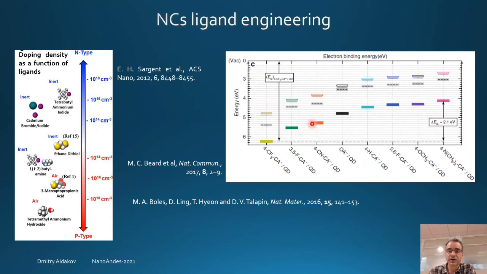And by playing with ligands, you can also shift the energy. As you remember, you can change the energy by changing their size, of course by changing the chemistry of the core, but you also have another tool: you can play with the ligands. As you change the ligands, you can shift your HOMO-LUMO levels just by ligand exchange.